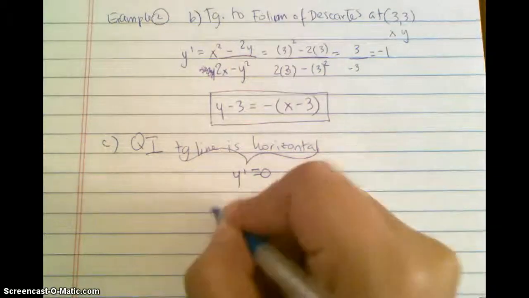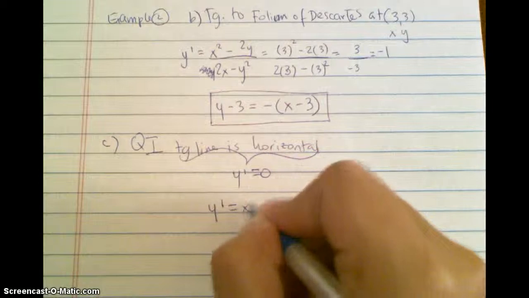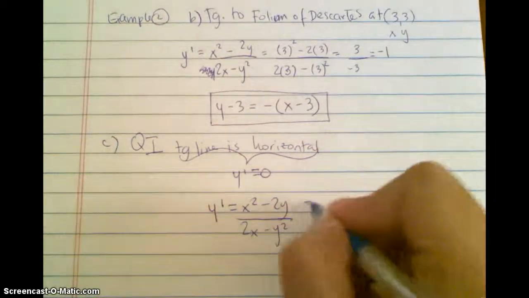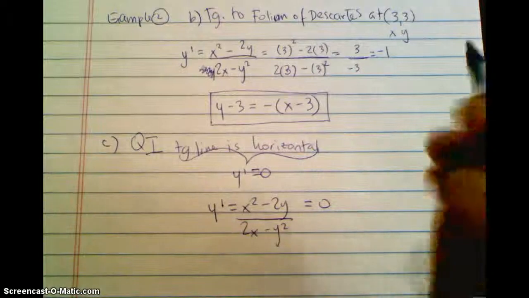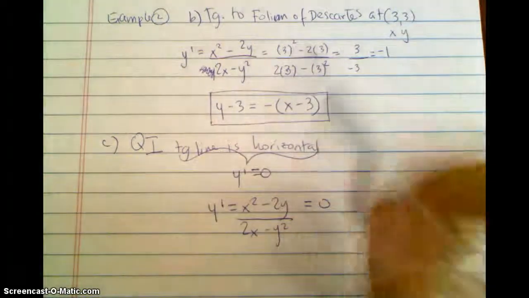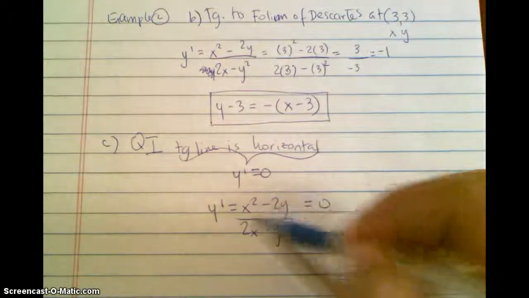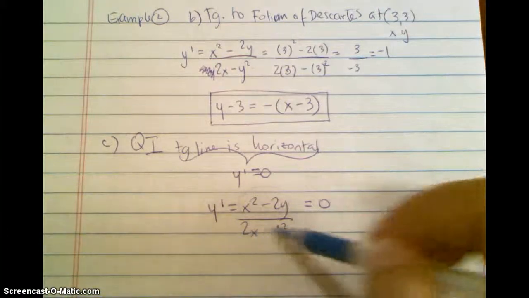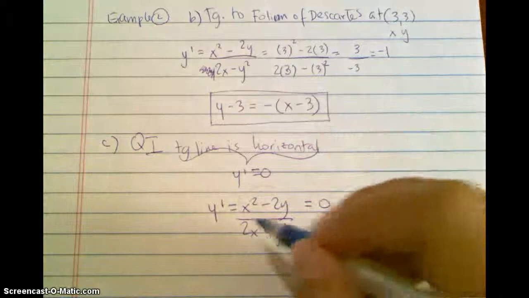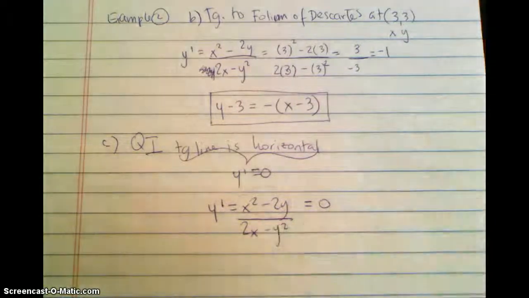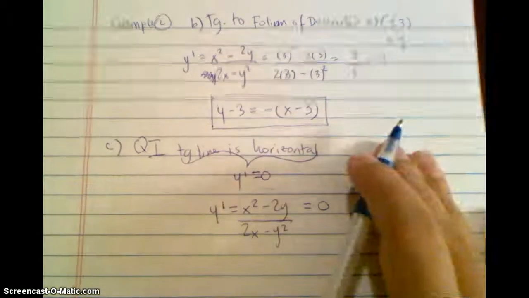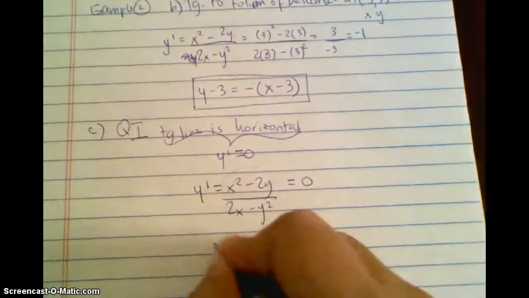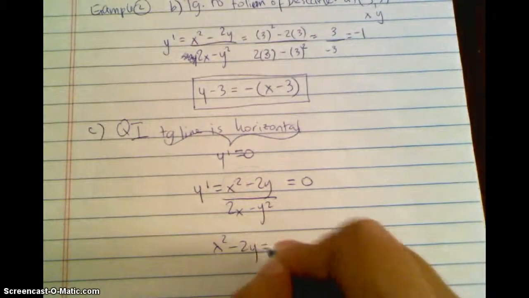Okay, so I have my equation. y prime equals (x squared minus 2y) over (2x minus y squared), and I want to make that equal to 0. So the only condition here that you have to watch out for is to make the numerator 0. And be careful, you don't want to make the denominator 0 as well. I'm going to show you how that comes into consideration. But the first thing to do, I just want to set my numerator equal to 0.